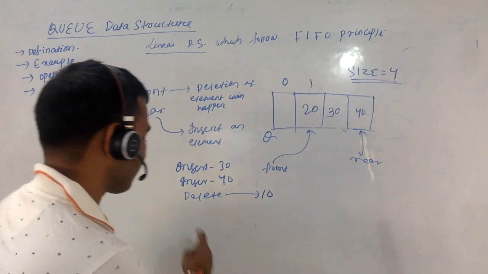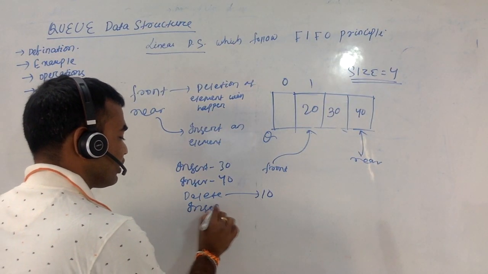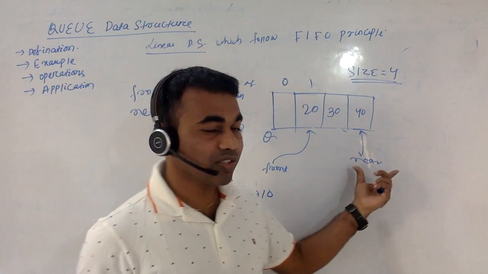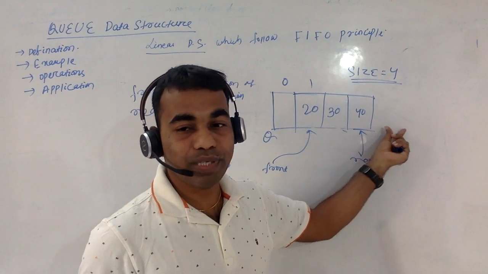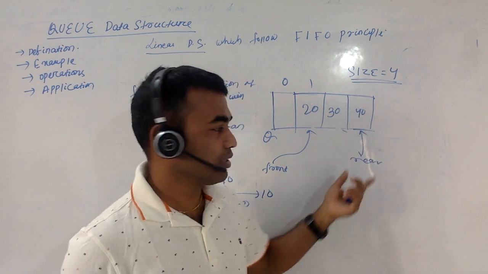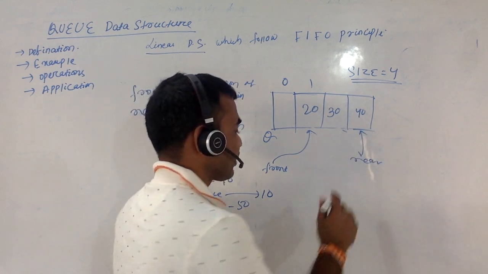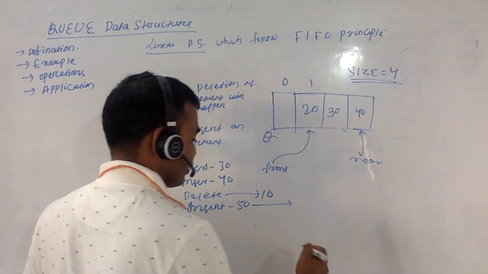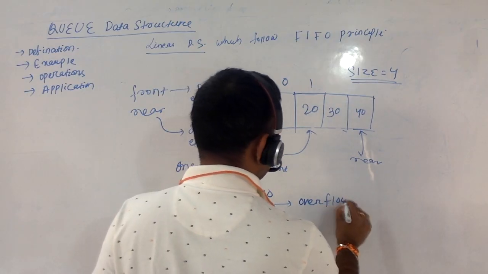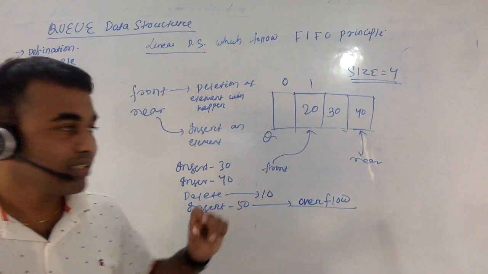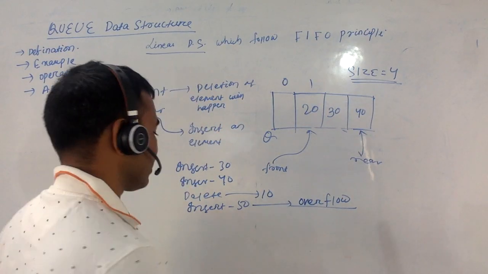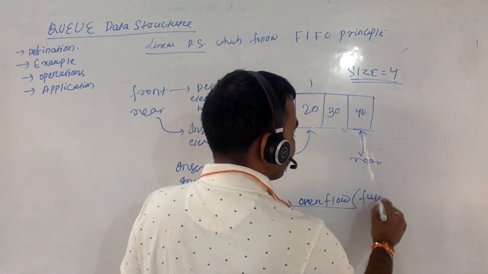Now suppose after this state I ask you to insert 50. Will you be able to insert? No, the answer is no. There is no space available after this in the queue, right? This is a demerit, I'll come to that. But here this leads to a situation, similar to the one in the case of stack, which is known as overflow, right? That means we cannot insert an element into this queue now, because the queue is full. So this condition is known as overflow.